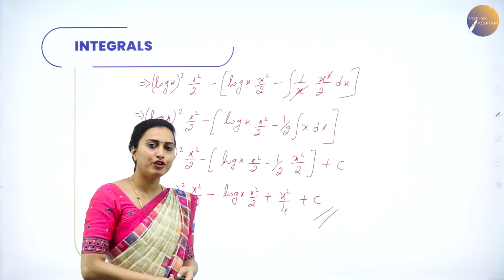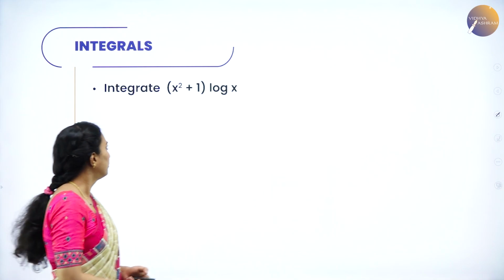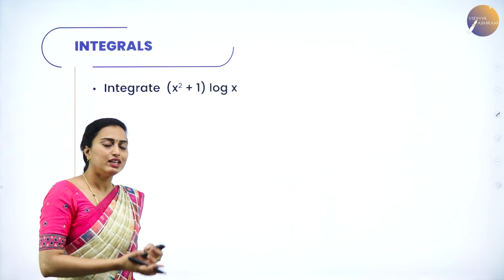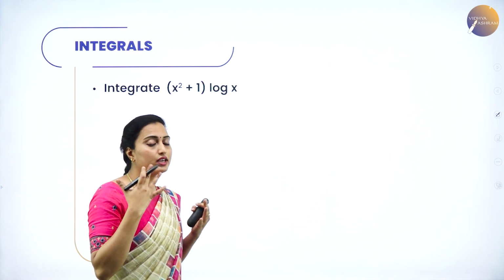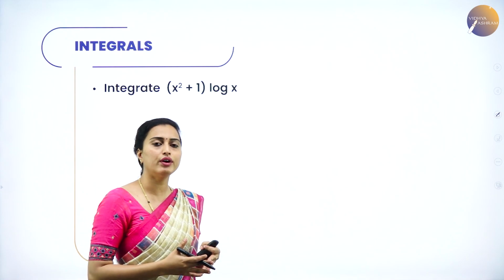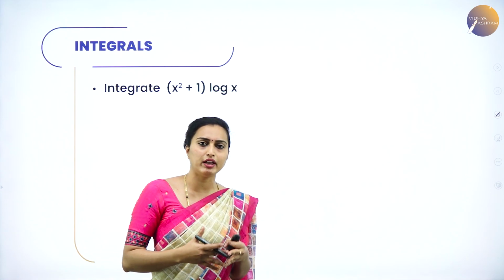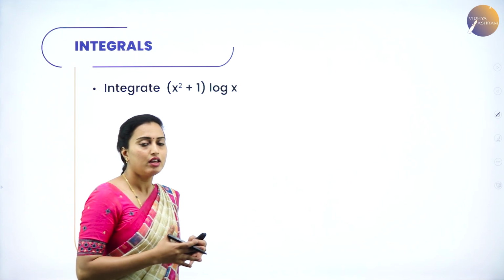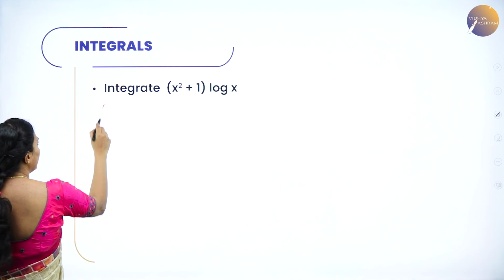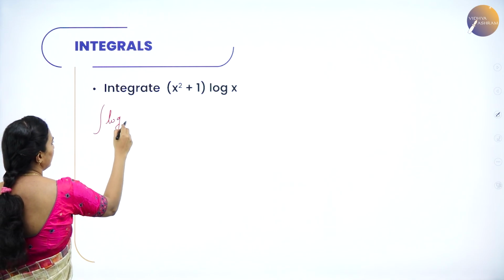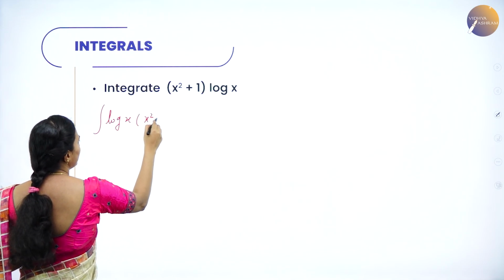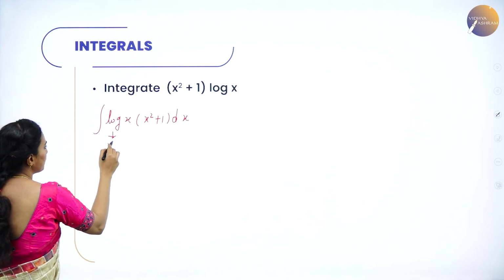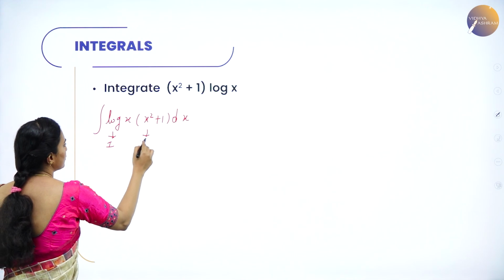Okay dears, we'll be moving on to the next question now. What they've asked: integrate x squared plus 1 into log x. In the last case, it was x into log x whole squared. So whatever the function, according to the ILATE rule, if they've given algebraic and logarithmic, you are going to select logarithmic as the first function, isn't it? Therefore, accordingly, integral of log x into x squared plus 1 into dx. For your reference, I am writing, this is the first function and this is the second function.